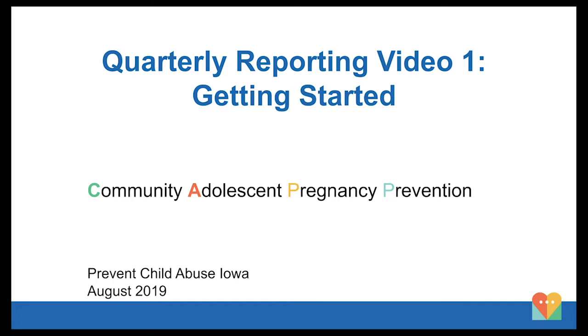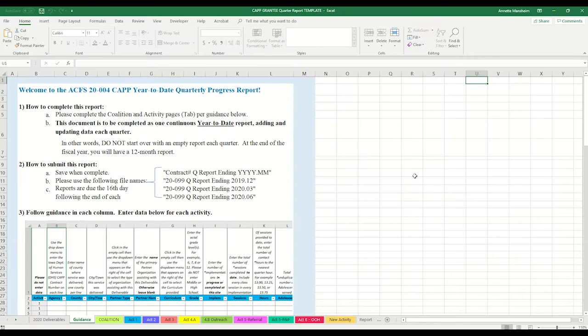This video will introduce you to the new Community Adolescent Pregnancy Prevention, CAPP Quarterly Report template and provide some basic instructions for using Excel. This video will not include instructions on how to enter data into the report. That is covered in video 2, Reporting.